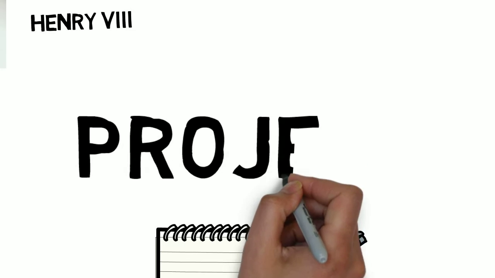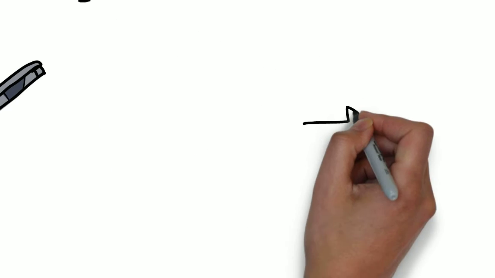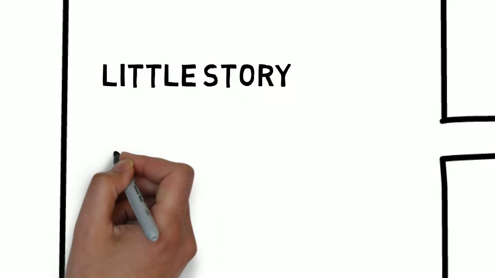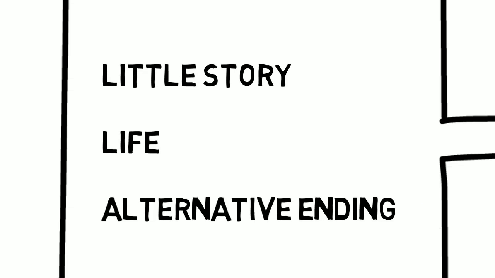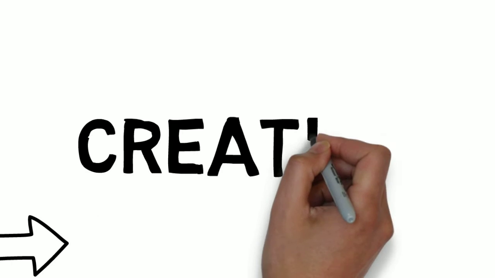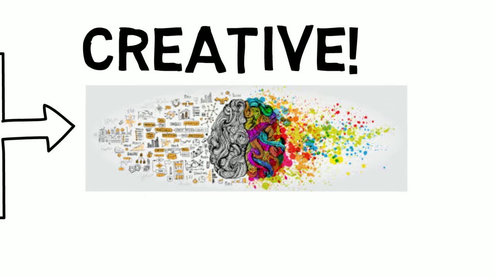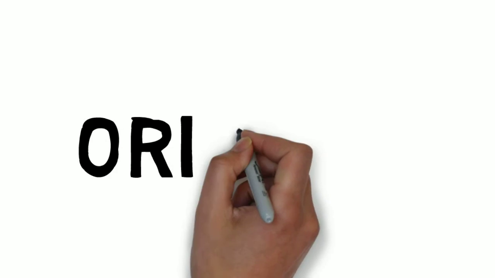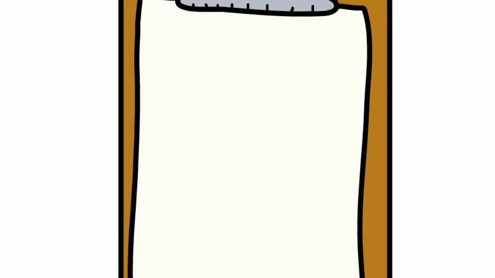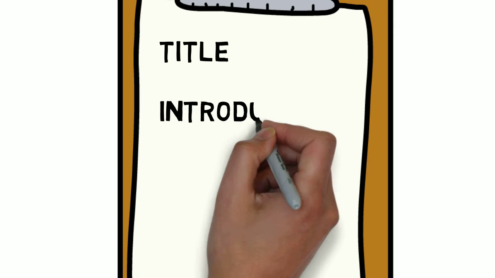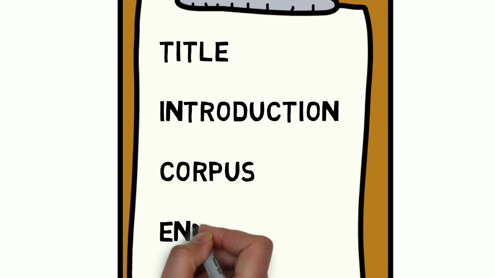a little project individually. This project will consist on the creation of a little story about her life, but creating an alternative ending. This story has to be creative, very creative, and also will have to be original. The story will have to include a title, an introduction, a corpus, and an ending.